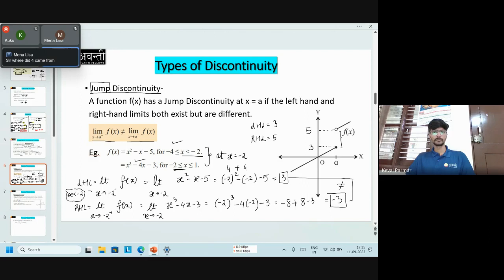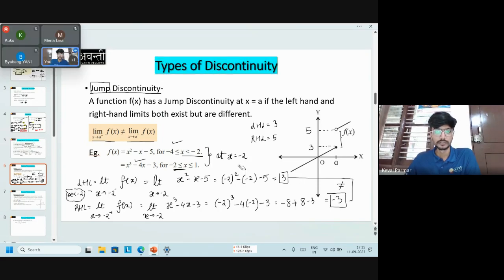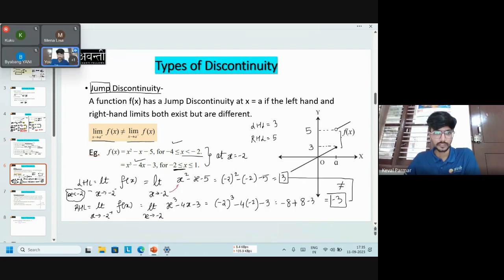Where did 4 come from? We substituted -2 here. If we substitute -2 here, then -2 squared is 4, right? Substitute -2: -2 squared is 4. And here minus is already there, and x is replaced by -2. So minus minus will be plus. So 4 plus 4, and minus 5. We are using this definition for less than -2.